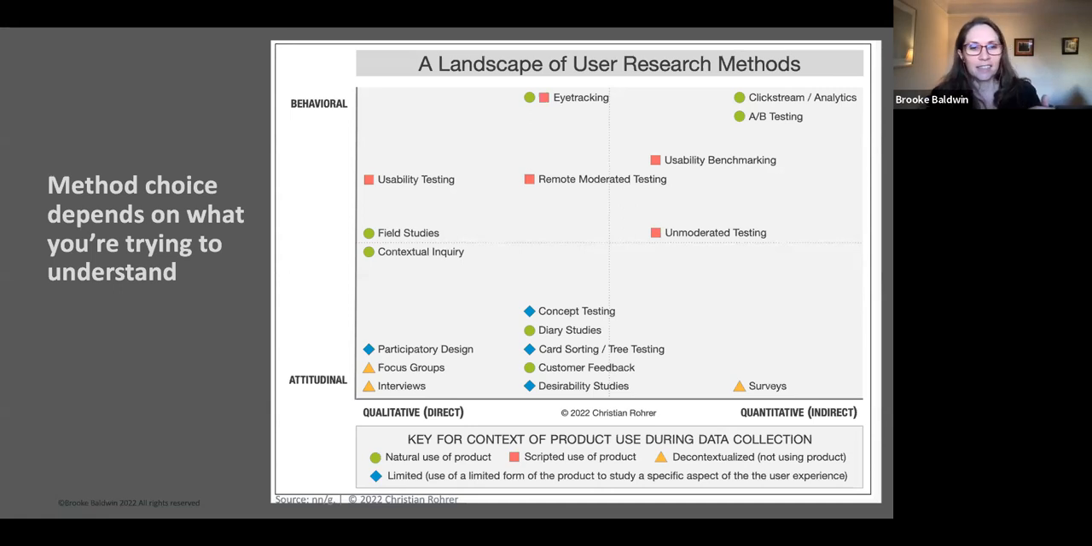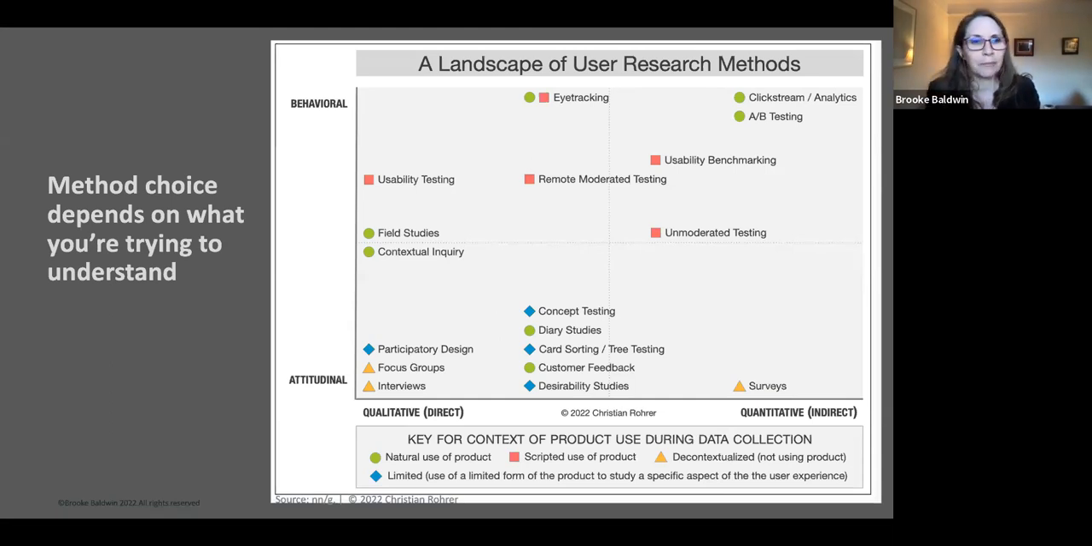And it shows us an axis from attitudinal at the bottom to behavioral, right? So on a range of what people say versus what people do. And then on the x-axis from left to right, we have qualitative methodologies to quantitative measurements and methodologies.